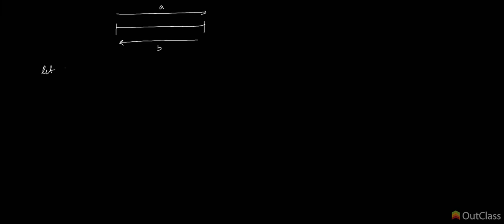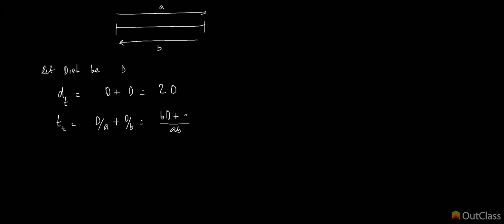Let the distance be d. So the total distance would be d plus d, which is 2d, and the total time would be d by a forward journey and d by b return journey. This will become b plus a. It's basically AB in the denominator and BD plus AD.